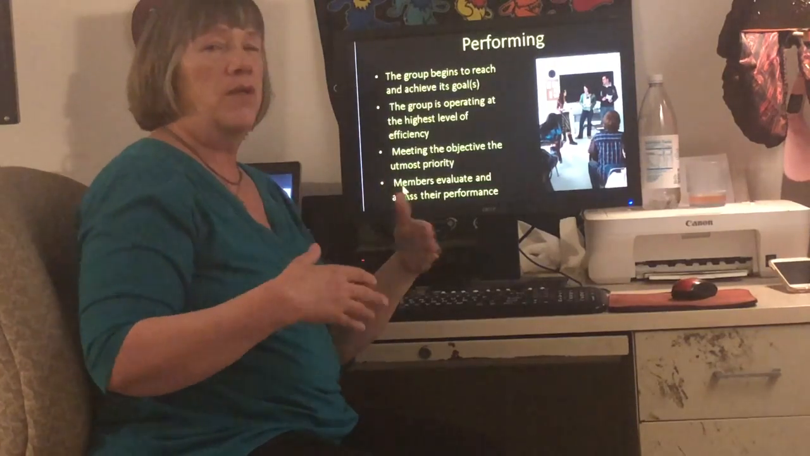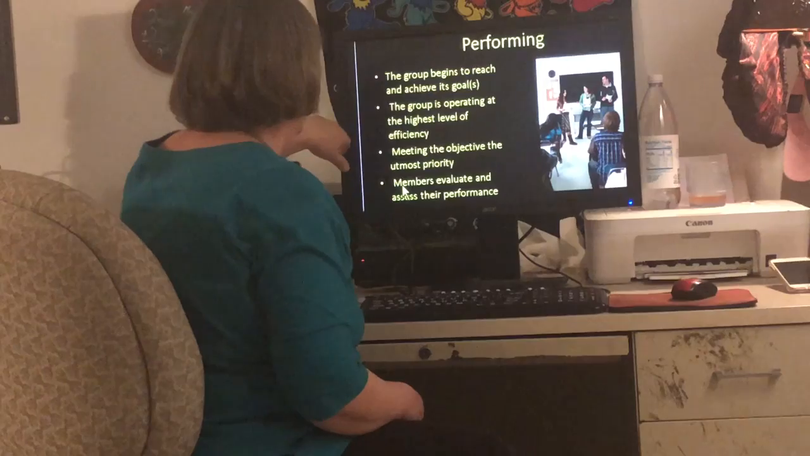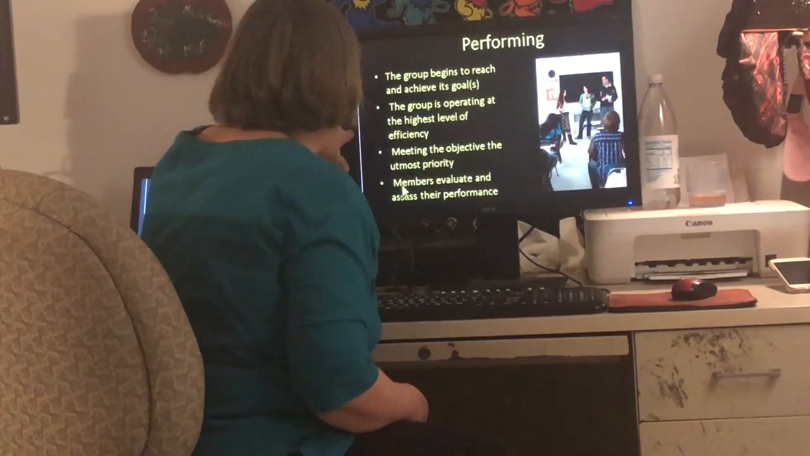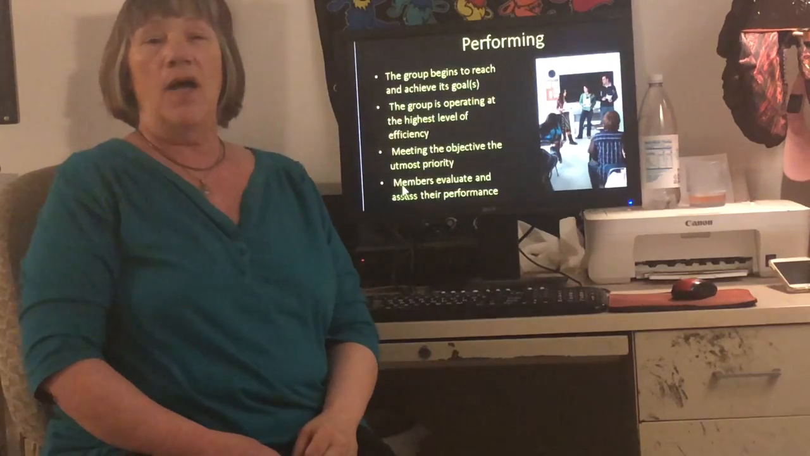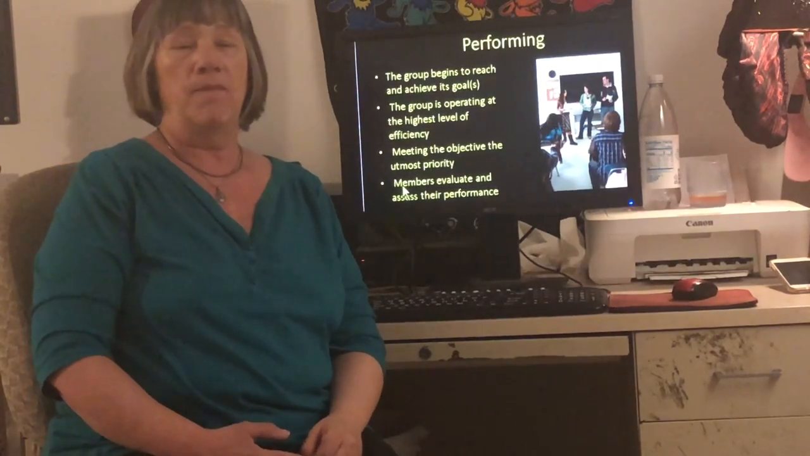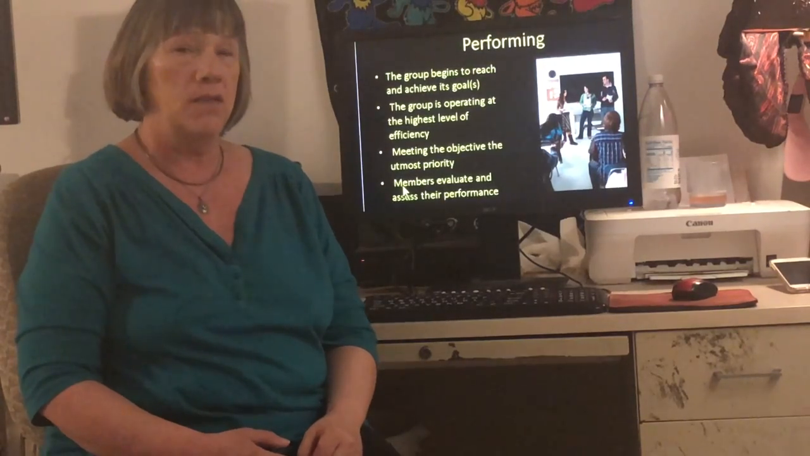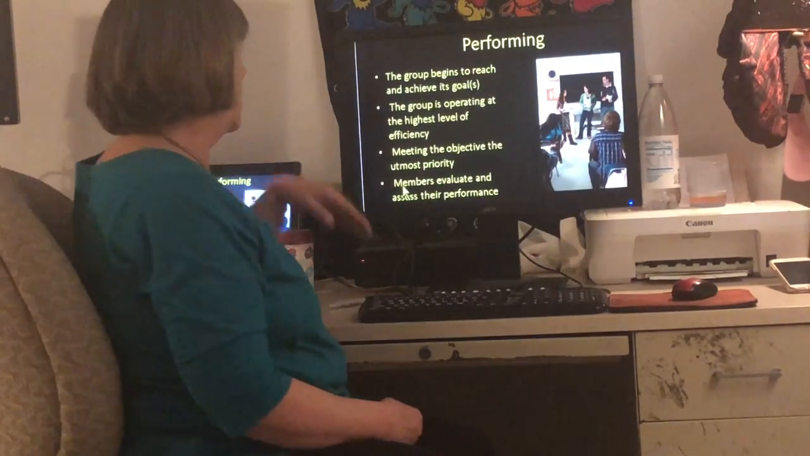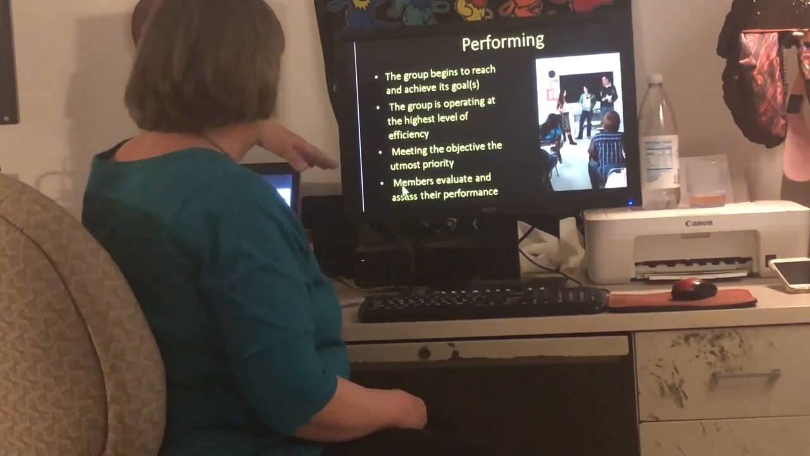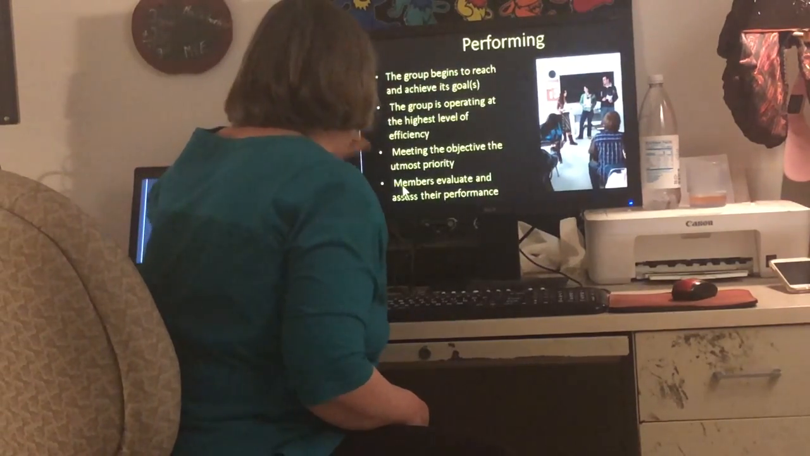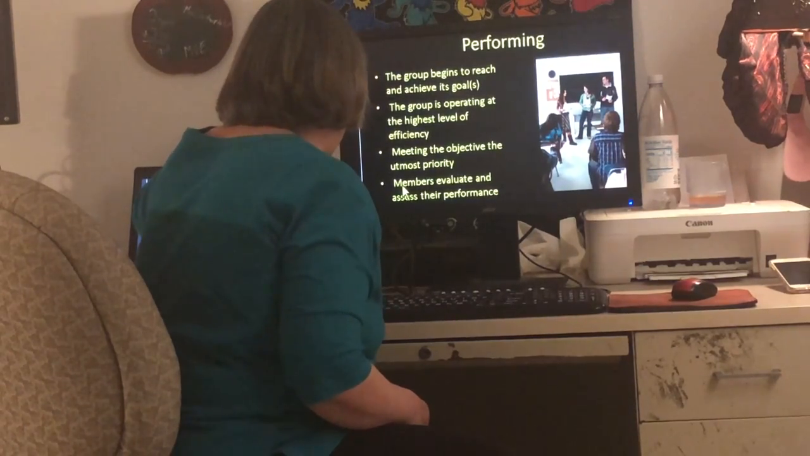And all the wheels are on the ground, right? That's a good feeling to have when you're involved in a project with a group of people, and then the group is operating at its highest level of efficiency. That may not always be a perfect thing, but if it's the best that group can do under the circumstances, it's still a good thing. So that's another component to the performing part of groups functioning. And then meeting the objective is of the uttermost priority.